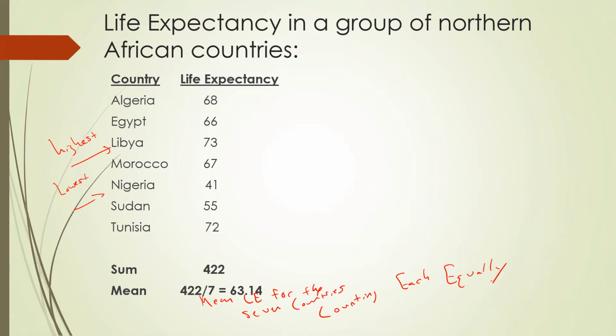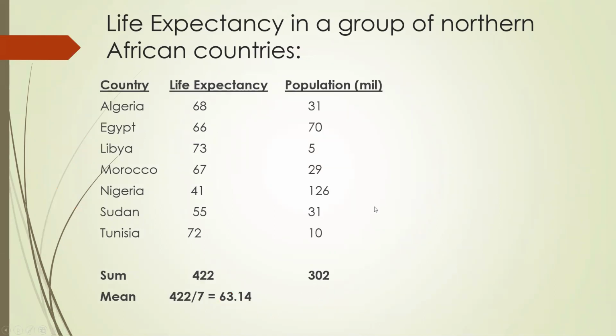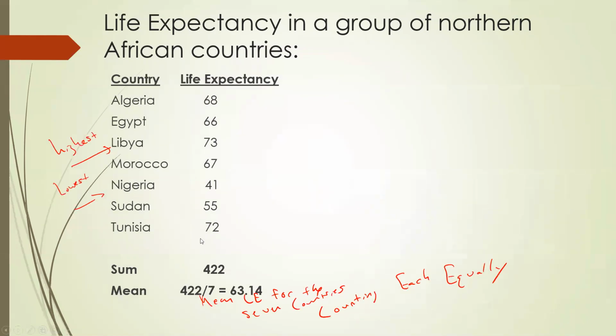Okay, what I mean by equally is they all have a weight of 1. We say each value is equally important to the data set. Now let me give you another piece of information about these countries, okay? Here what you have now is the population of each country. So counting them equally, the mean life expectancy is 63.14 years of age.